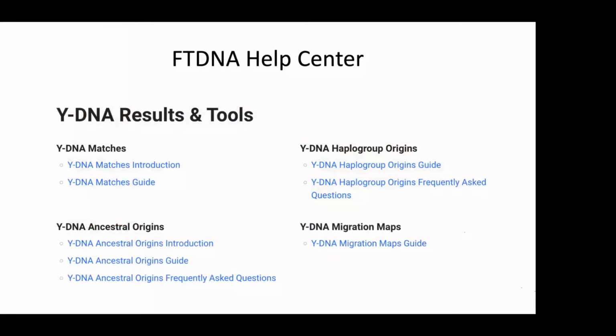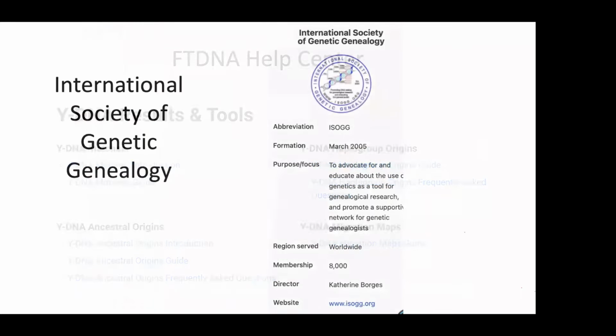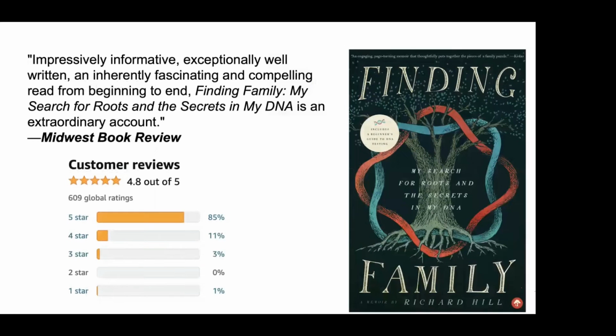The DNA testing companies all have educational resources for their users. Family Tree DNA has some of the best in their help center. Here are the links offered in just the section on standard Y-DNA testing. The most comprehensive online resource for genetic genealogy is the International Society of Genetic Genealogy. In particular, they have a great wiki that you can just browse or search for specific subjects.